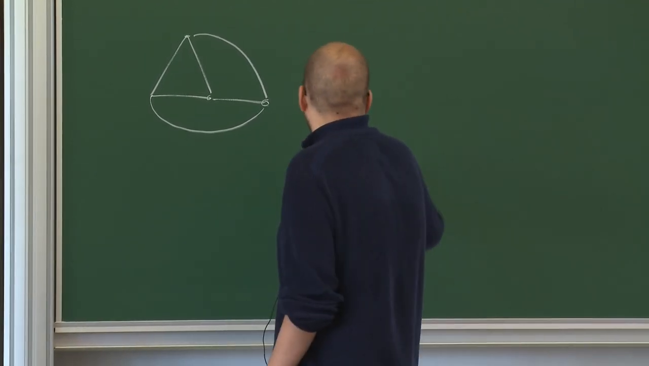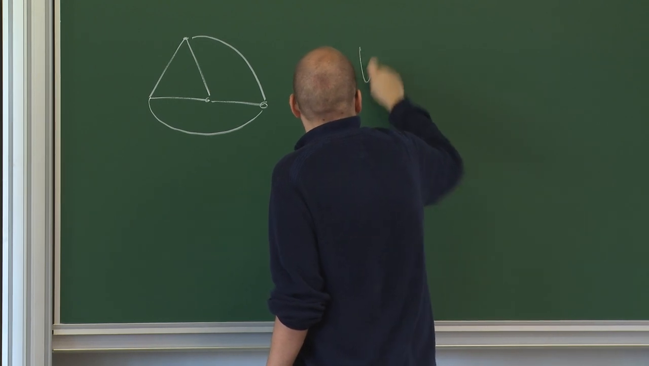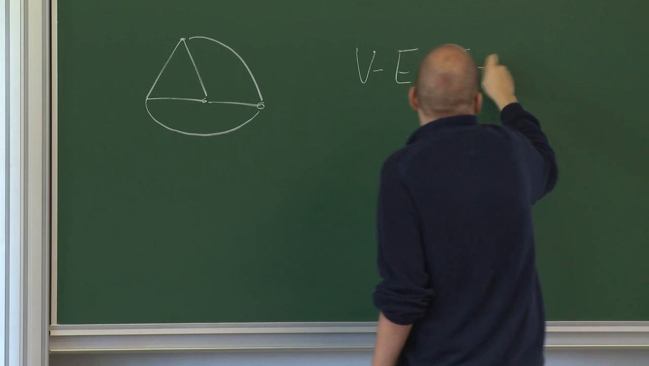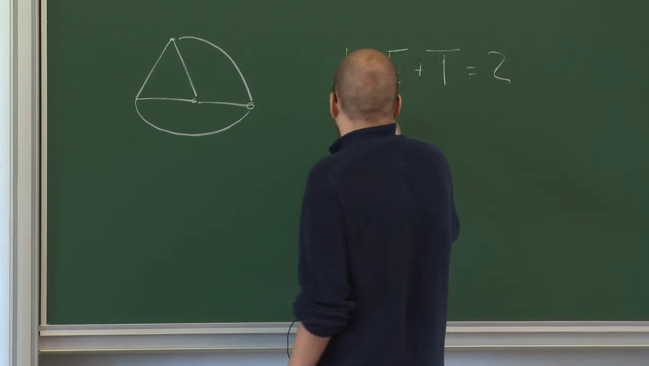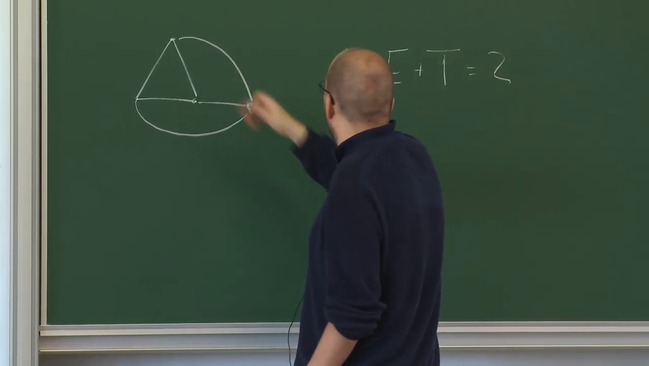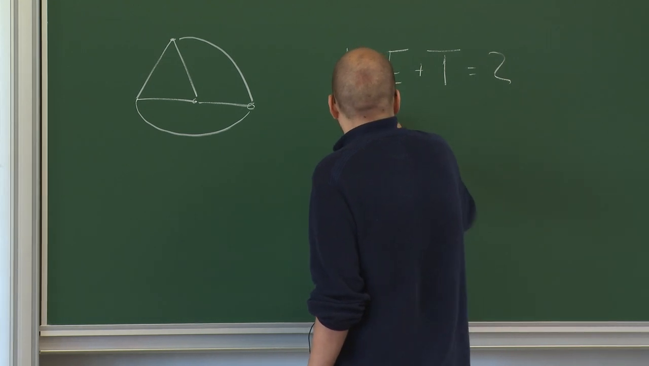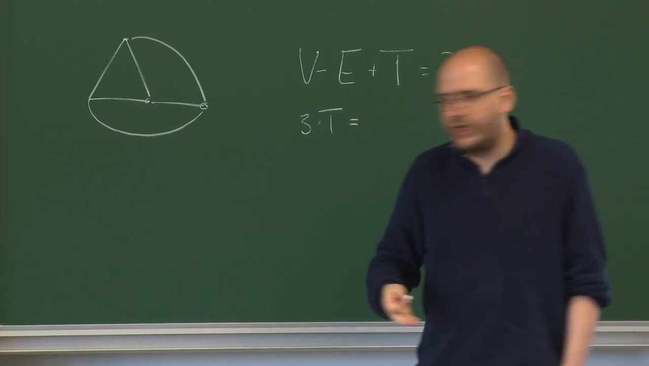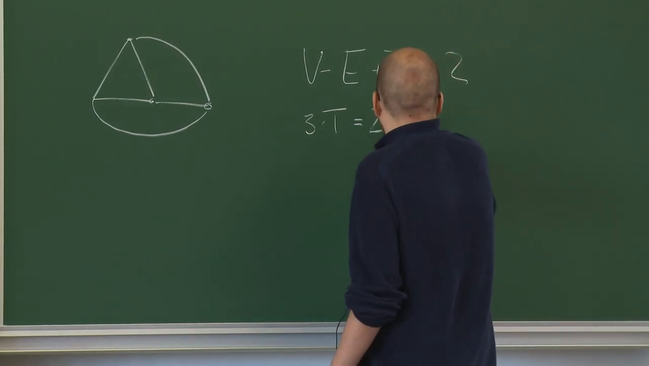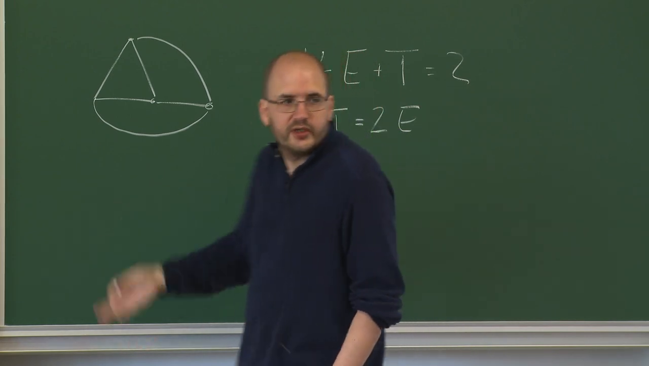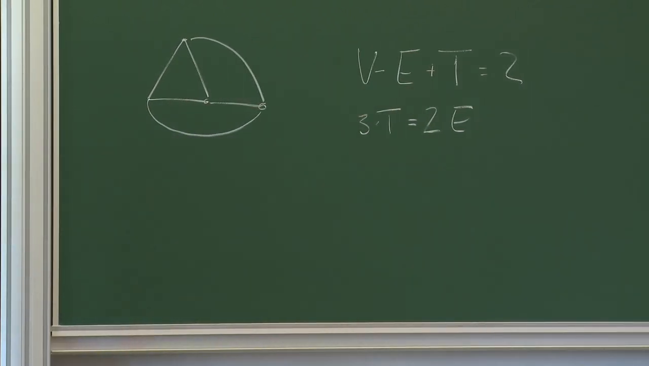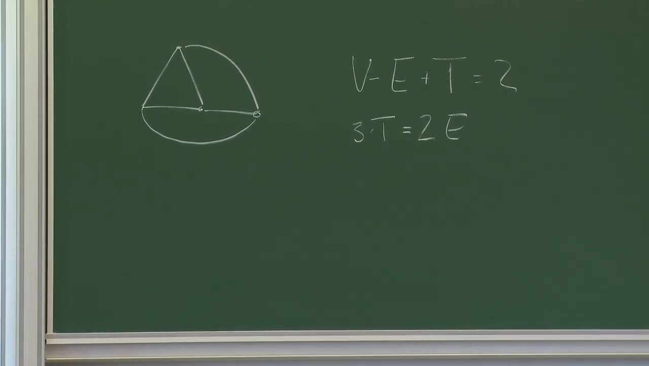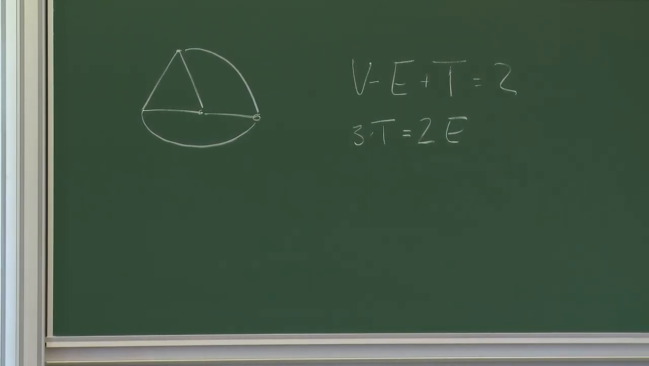And then, of course, I could use Euler's formula. And I have a simple double counting. Three times the number of triangles, we count the number of incidences of triangles and edges, is two times the number of edges. And if you calculate it, you get the desired inequality. Just put them together, and that's it.